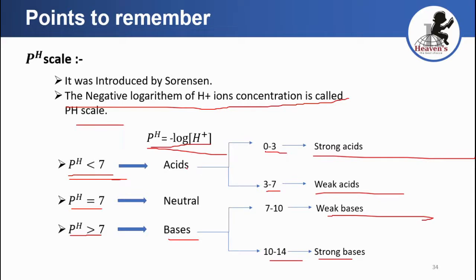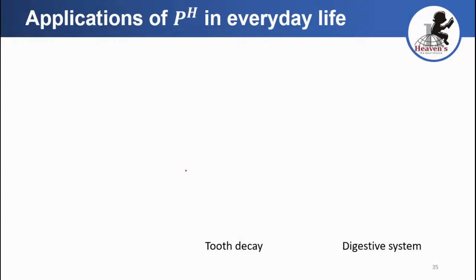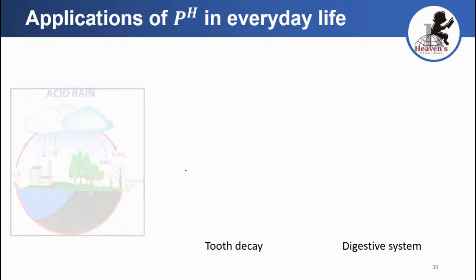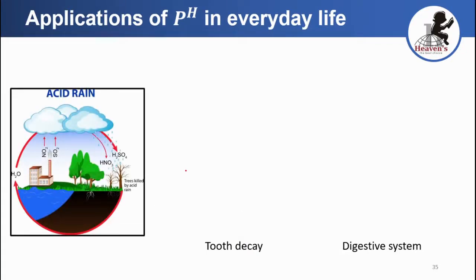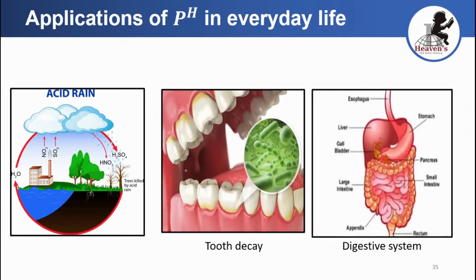Okay. Now we go to the applications of the pH scale. So what are the applications of the pH scale? Here we have mainly 3 applications. First one is acid rain, second one is tooth decay, third one is the digestive system. Okay, so let us go to the video. What are the applications of the pH scale in everyday life?